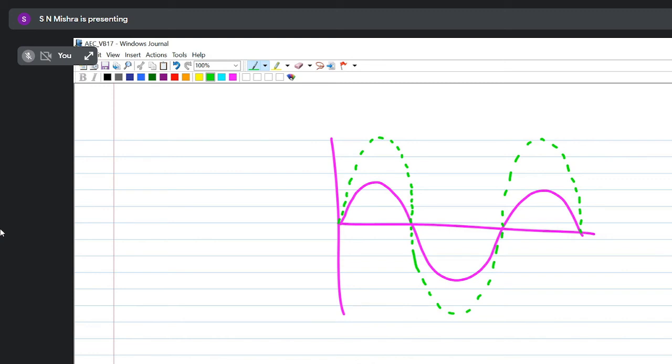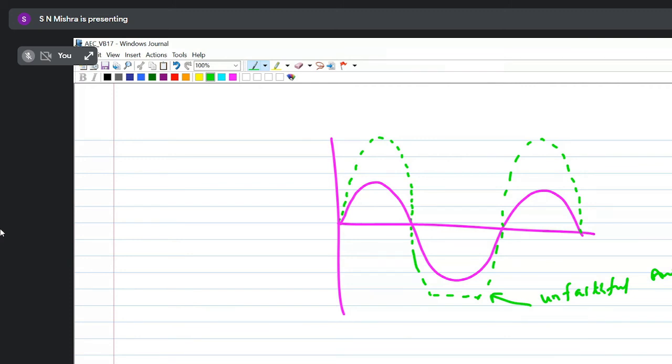Again, this amplified output is of two types. Suppose sometimes I get output like this, where some clipping happens, on the negative side or positive side. If you get this type of thing at the output, no doubt the amplitude is increased, but some portion of the signal is clipped. So this type of amplification is called unfaithful amplification. You will not get proper output, some distortion will happen. So we always want faithful amplification for proper output.